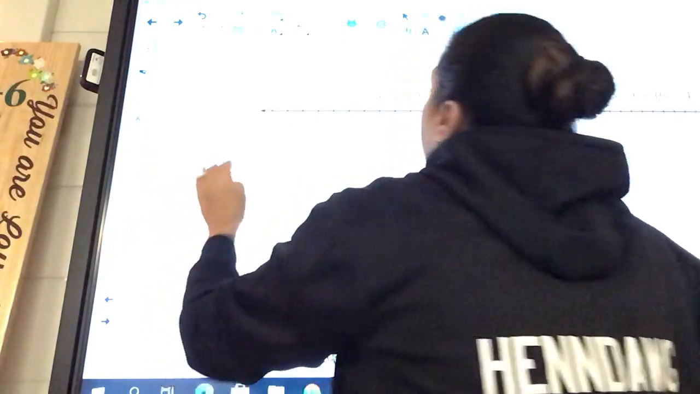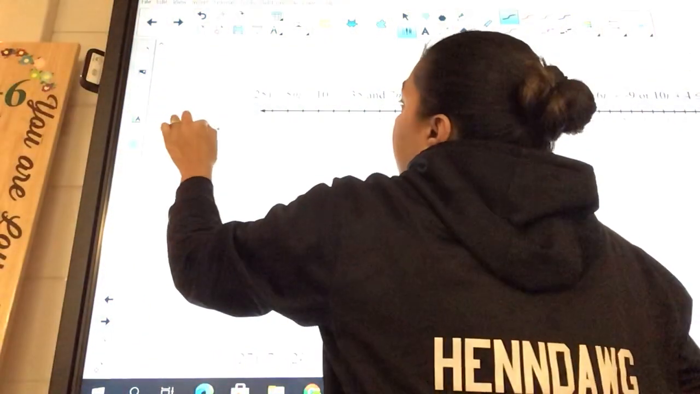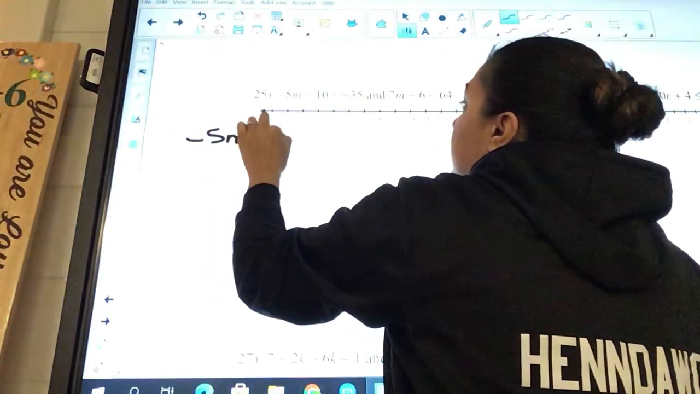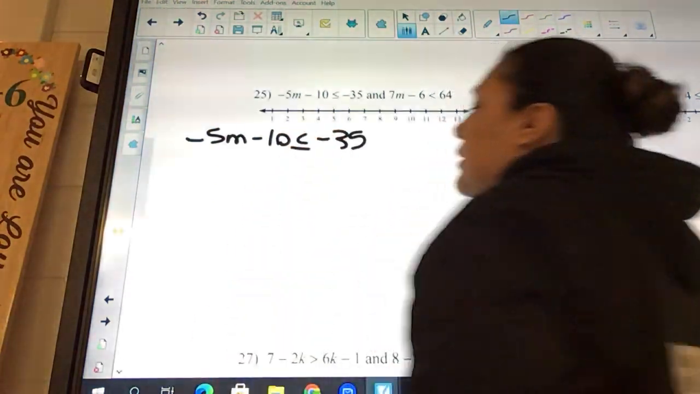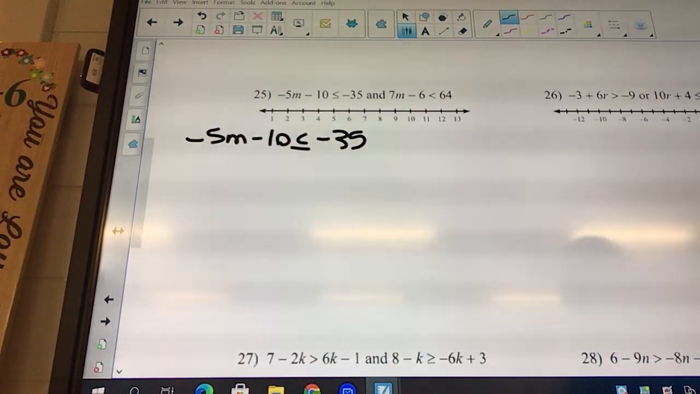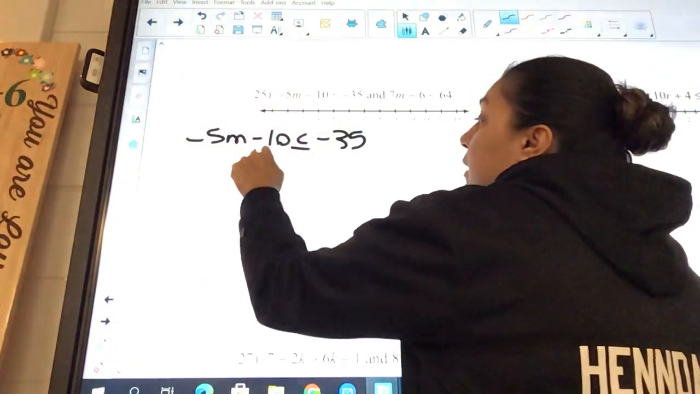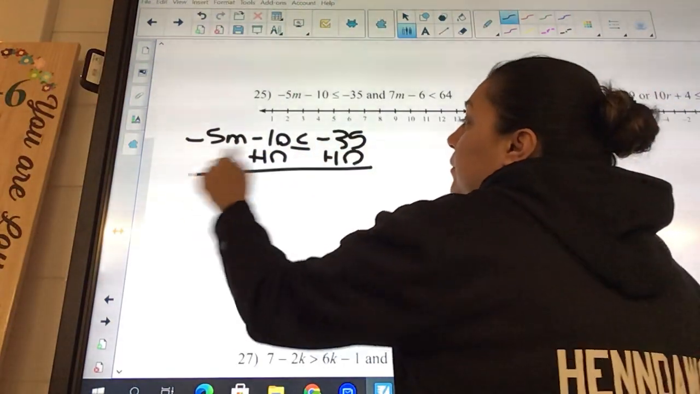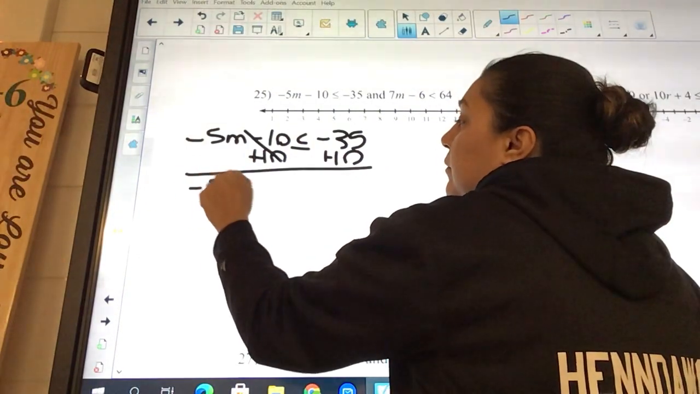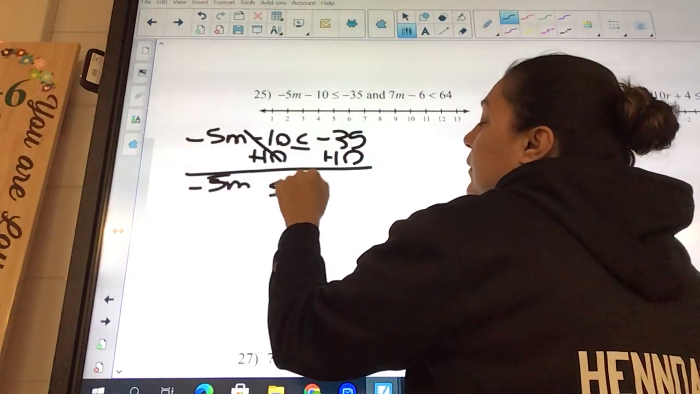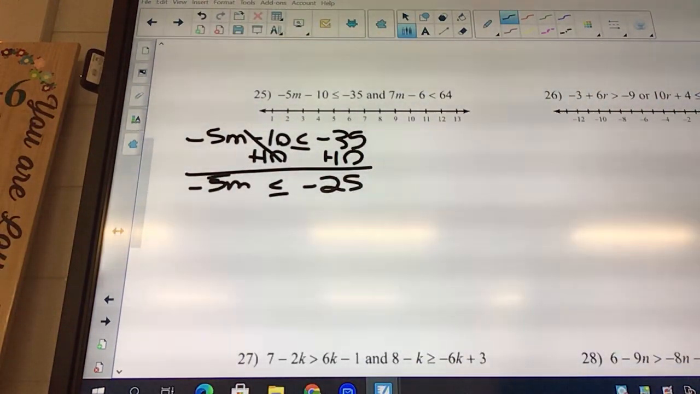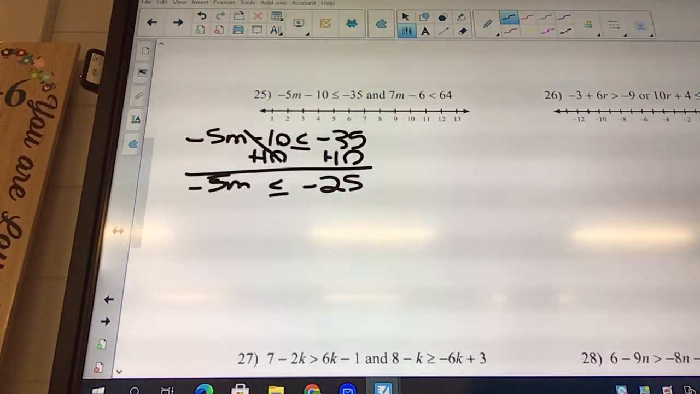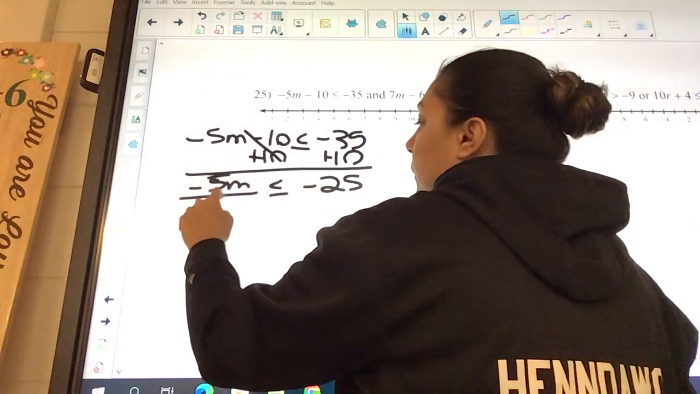Okay, look at 25. You got negative 5m is less than 10, or minus 10 is less than negative 35. Okay, this is an and problem. So we're going to say plus 10, plus 10. And then our last step is to do what? Divide by negative 5. Do we need to flip? Yes.